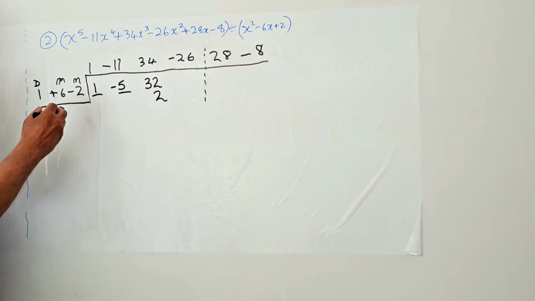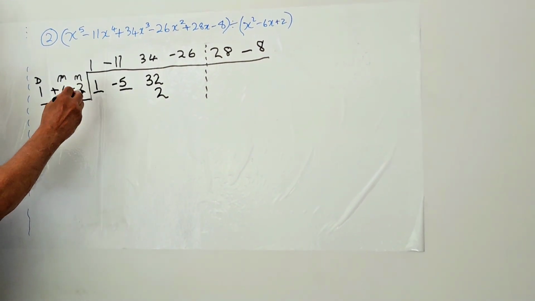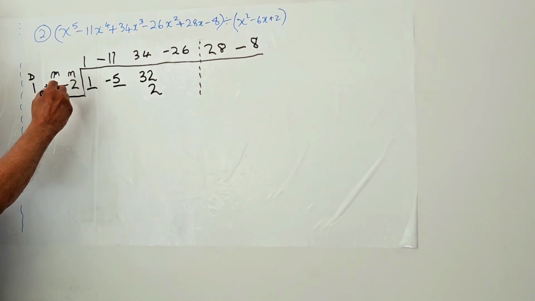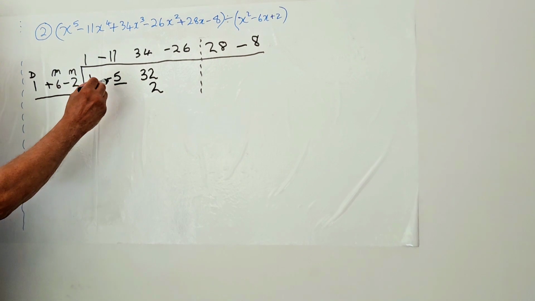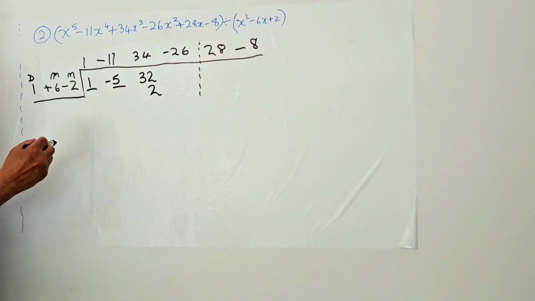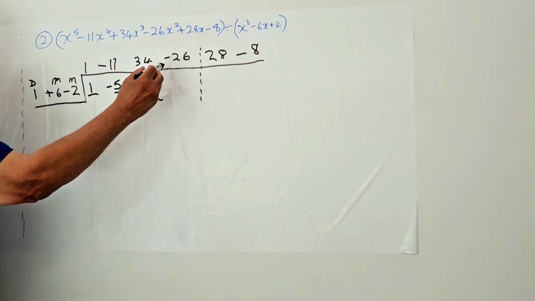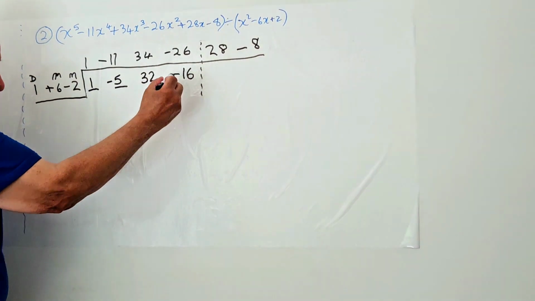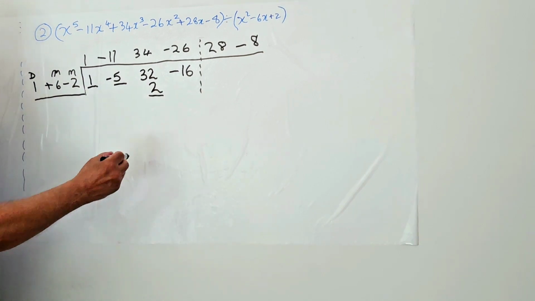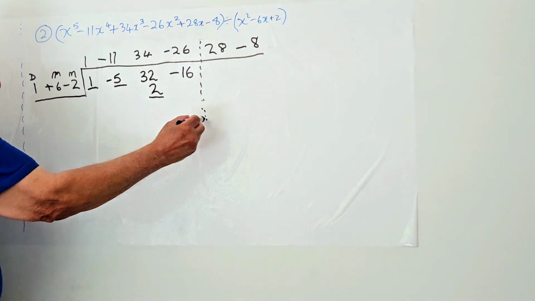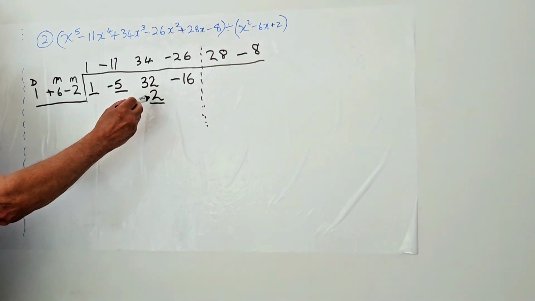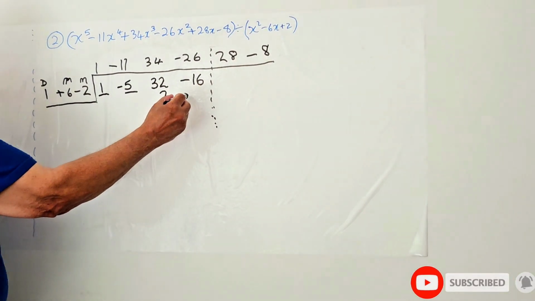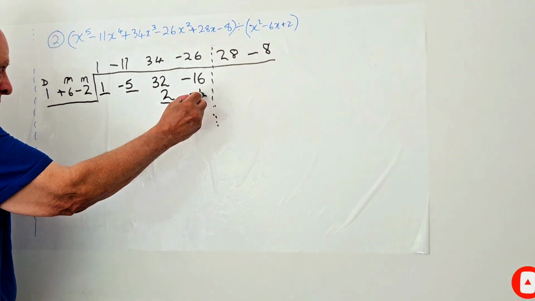And minus 2 times minus 5 is plus 10. 10 added on to minus 26 is minus 16. And this is our next multiplier. 6 times 2 is 12. 12 added on to minus 16 is minus 4.